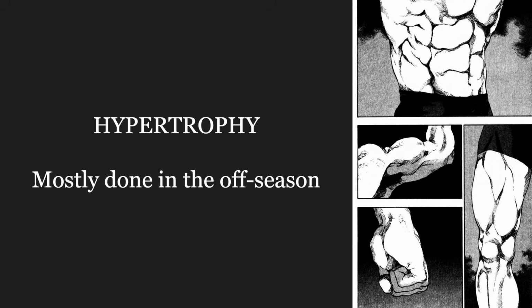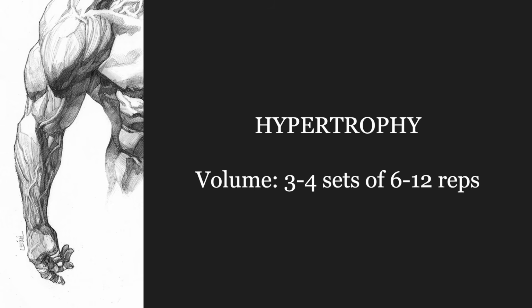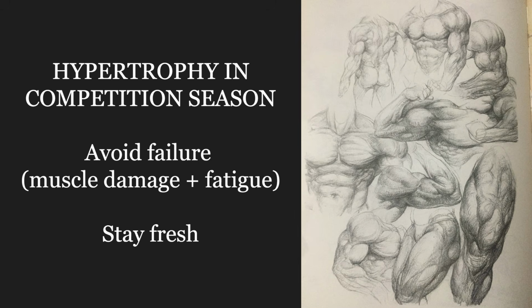For your hypertrophy work, again, this should mostly be done in the off season, so you're building some muscle size and then translating that new muscle tissue into speed gains when we focus more on speed training. The volume range is going to be like 3 to 4 sets of 6 to 12 reps, so higher reps compared to the strength training with slightly lighter loads. If you're in your competition season, you don't want to be going to failure too much because it causes so much fatigue and muscle damage that it will hinder your speed performance.